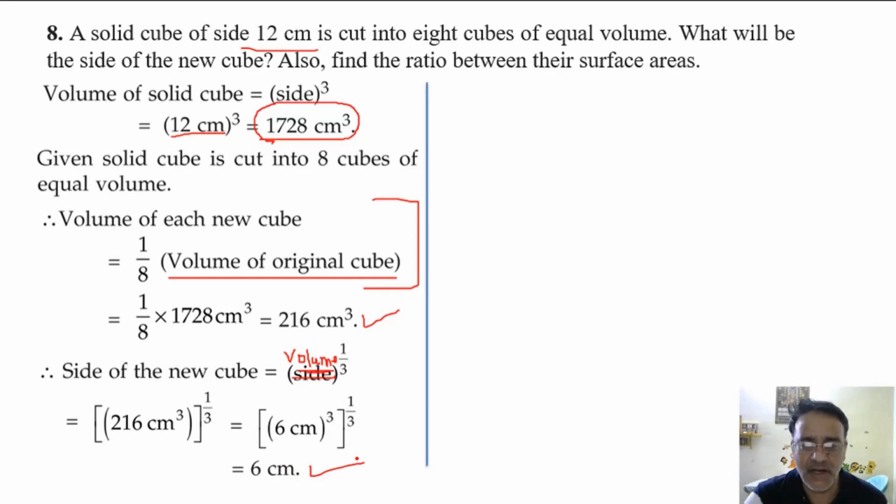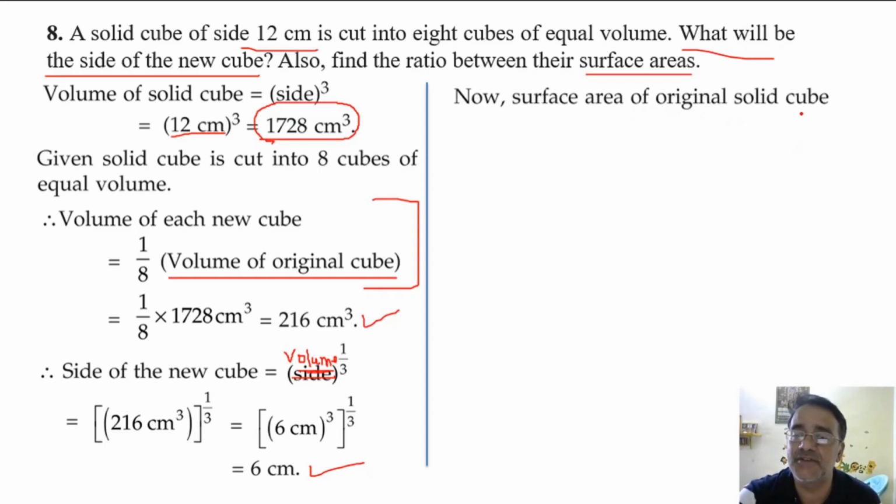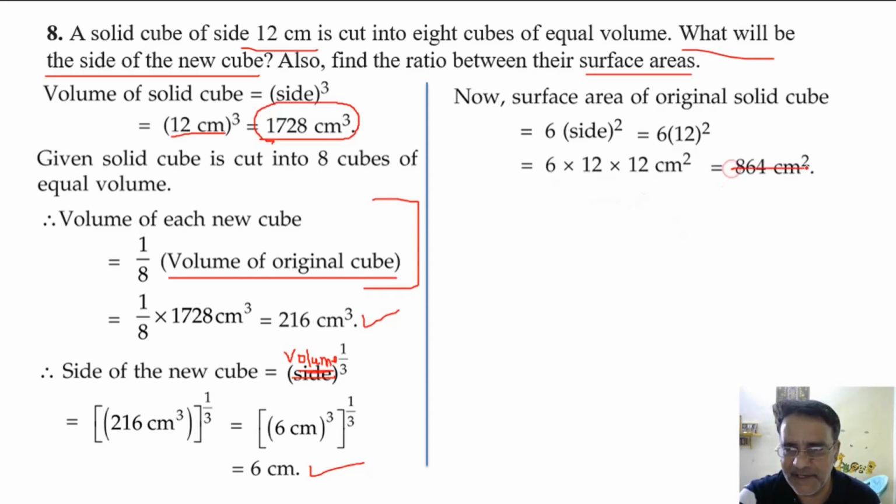Okay. So now the first part is over. What will be the side of the new cube? Now what is the formula of the surface area of one cube? I told you that if surface area is mentioned, that means it is total surface area. 6a square. Very good. Okay. So now the surface area of the original solid cube is 6 into side square, that is 6 into 12 square. Okay, 6 into 12 into 12. Don't multiply this now. 864 is coming, but don't multiply this one.